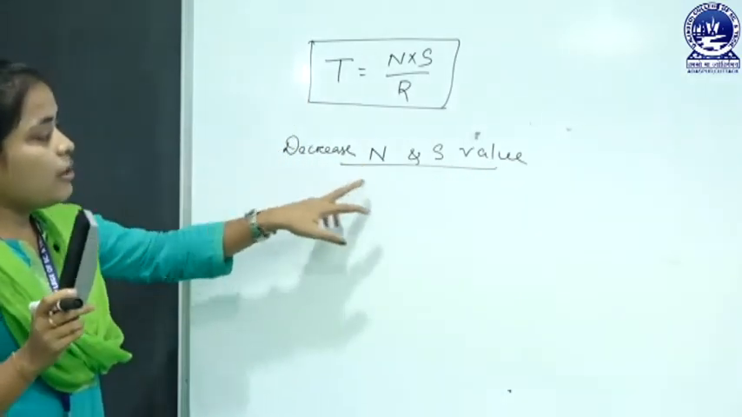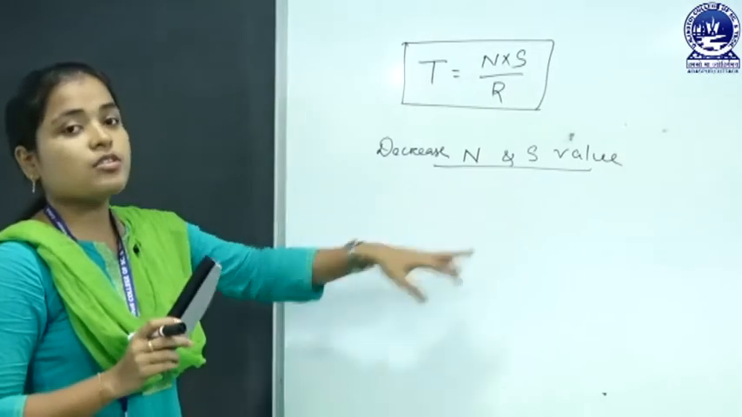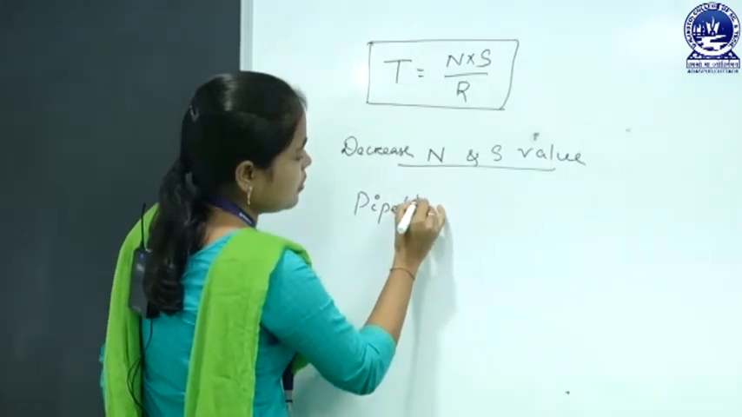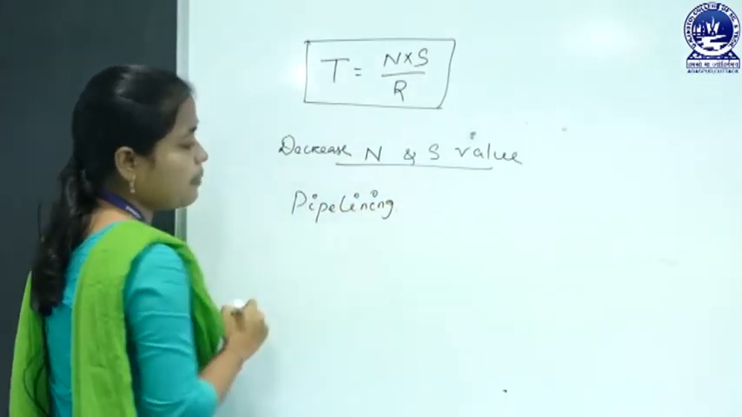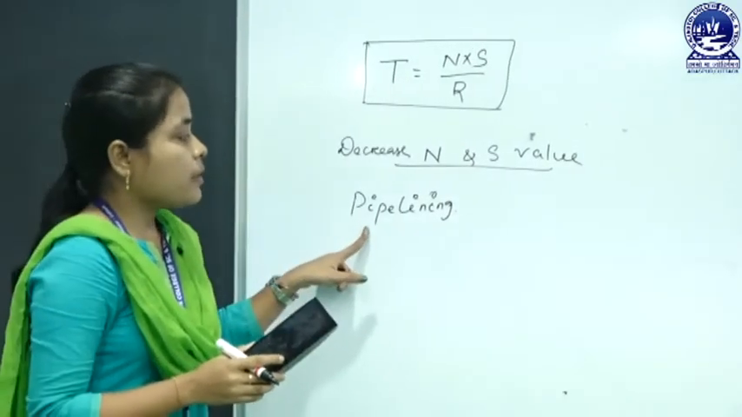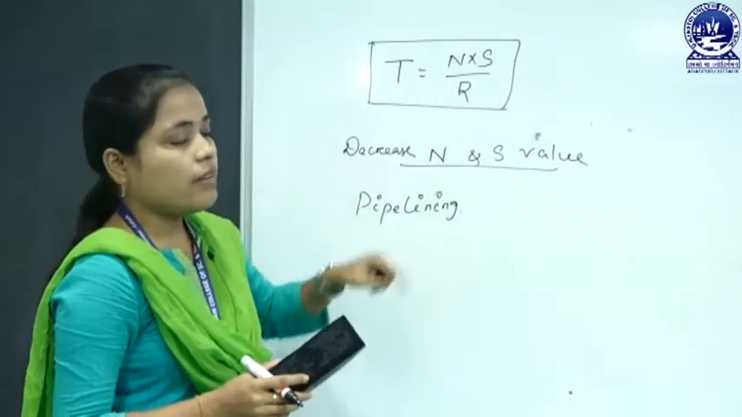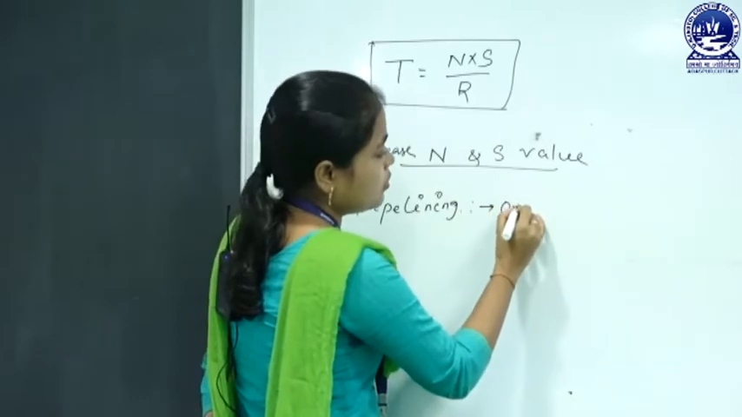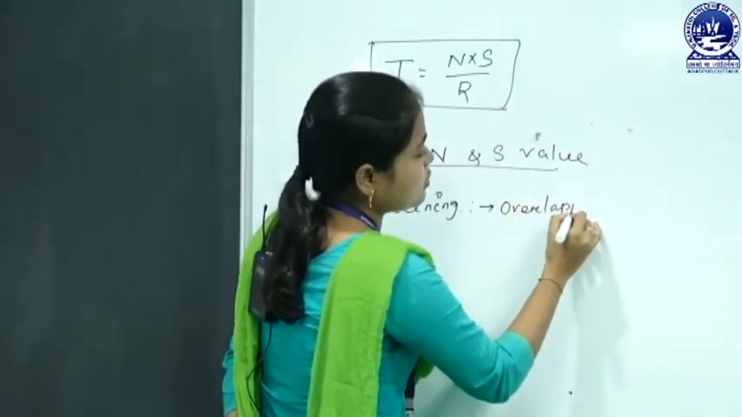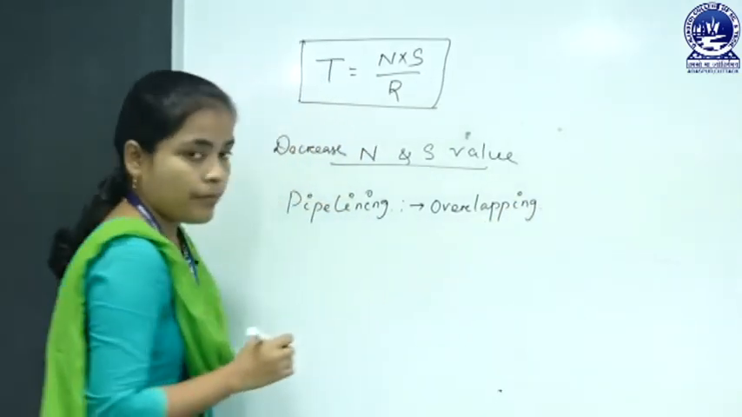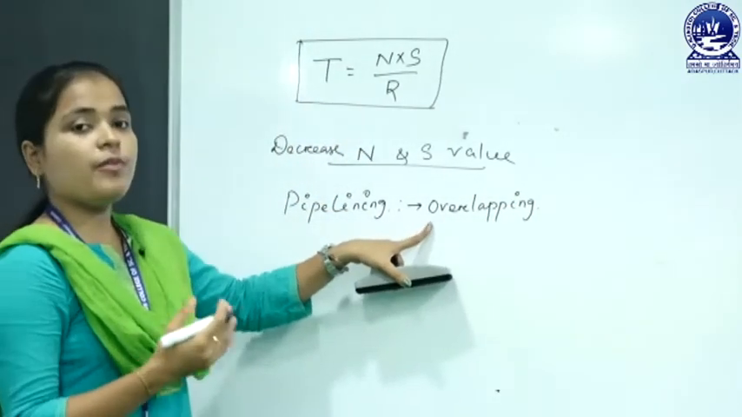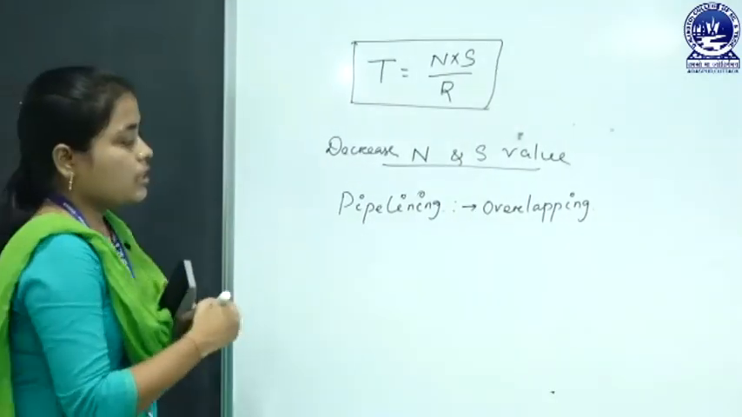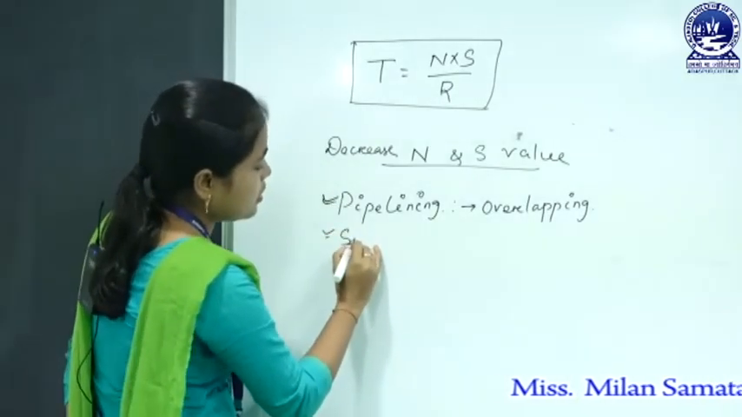So, to decrease the value of N and S, we have to use some basic concepts like pipelining. Pipelining is one concept. By using this, we can easily decrease the value of N and S. That means, in pipelining, we are overlapping the execution of the instructions. Okay. About the pipeline, we will study later, but this is a concept.